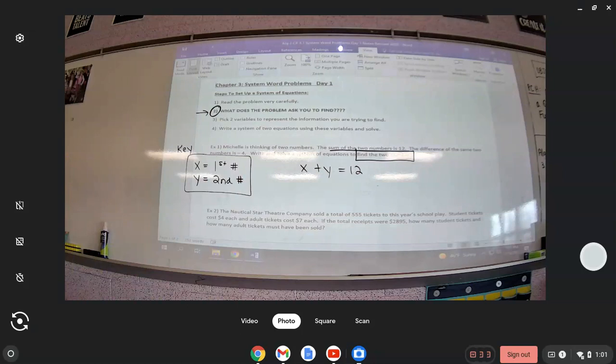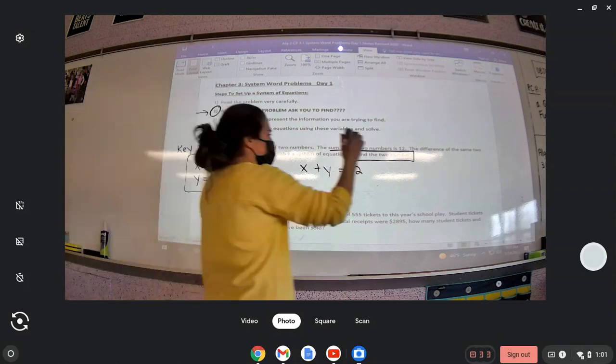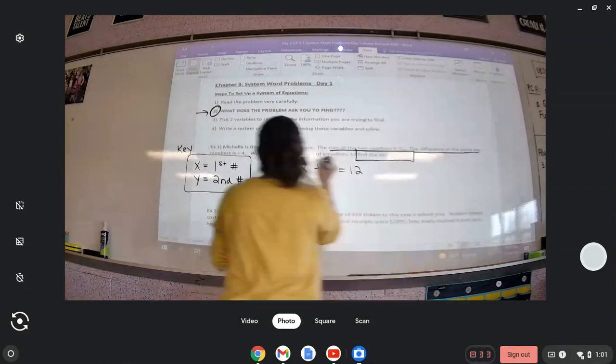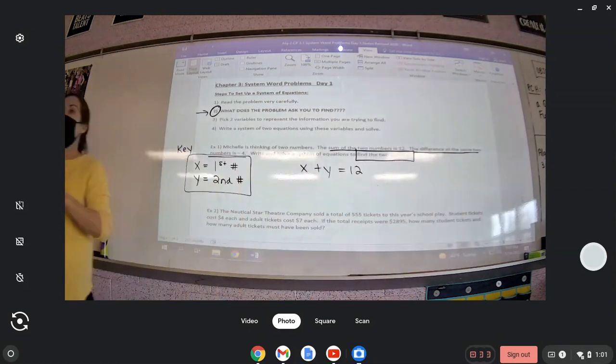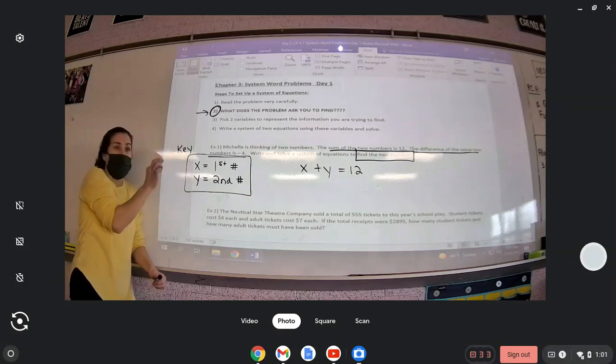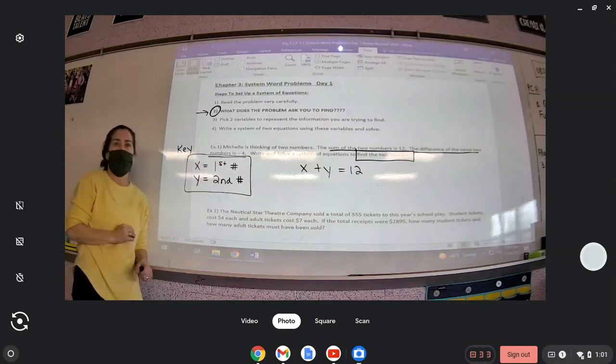You have just showed me that those 2 numbers have a sum of 12. Done. Now we have to look for a second clue to write a second equation. The second clue said the difference of those same two numbers is -4. Guys, when something has the difference, what operation are you showing? So now you have to show that x and y, the two numbers, subtract to -4.